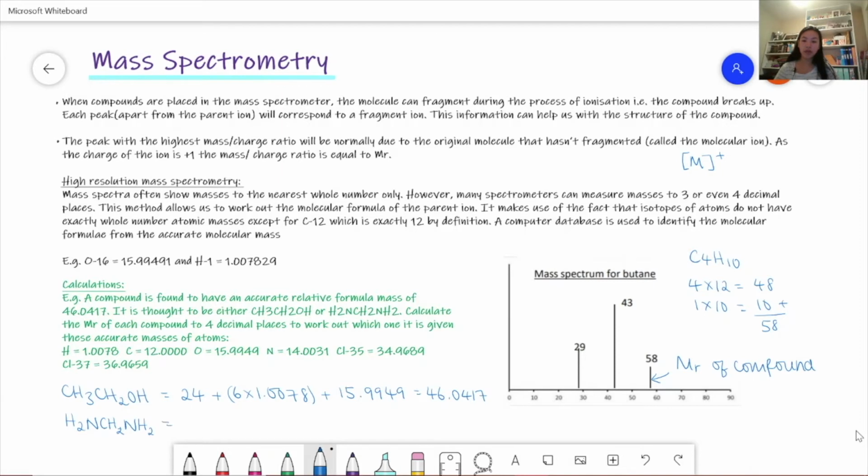And then for H2NCH2NH2, we would have 2 nitrogens, so that's 2 times 14.0031, plus 6 hydrogens, so 6 times 1.0078, and then add on a carbon, so we add on 12, and the total for this would be 46.0530. And so we can see that the compound that they found was in fact ethanol. So this is the compound that they found.